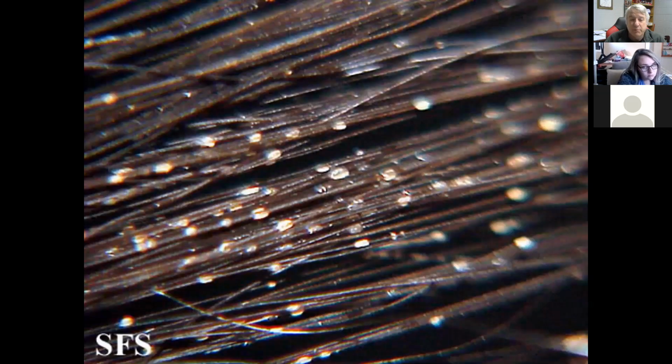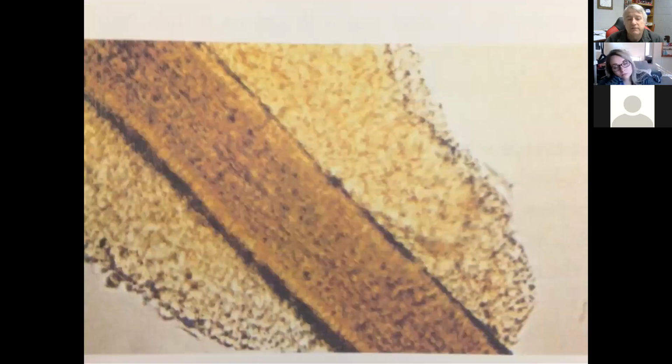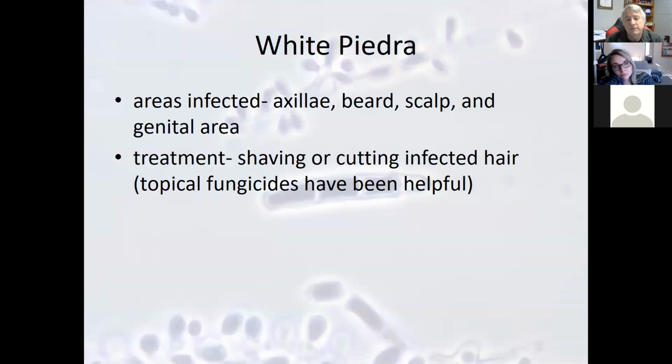So again, if somebody pulled your hair back, like a hairdresser, and goes, oh my gosh, you got to leave our shop. You have head lice. I see all the white nits in your hair. So this is growing around the shaft of the hair. White piedra, areas of infected.